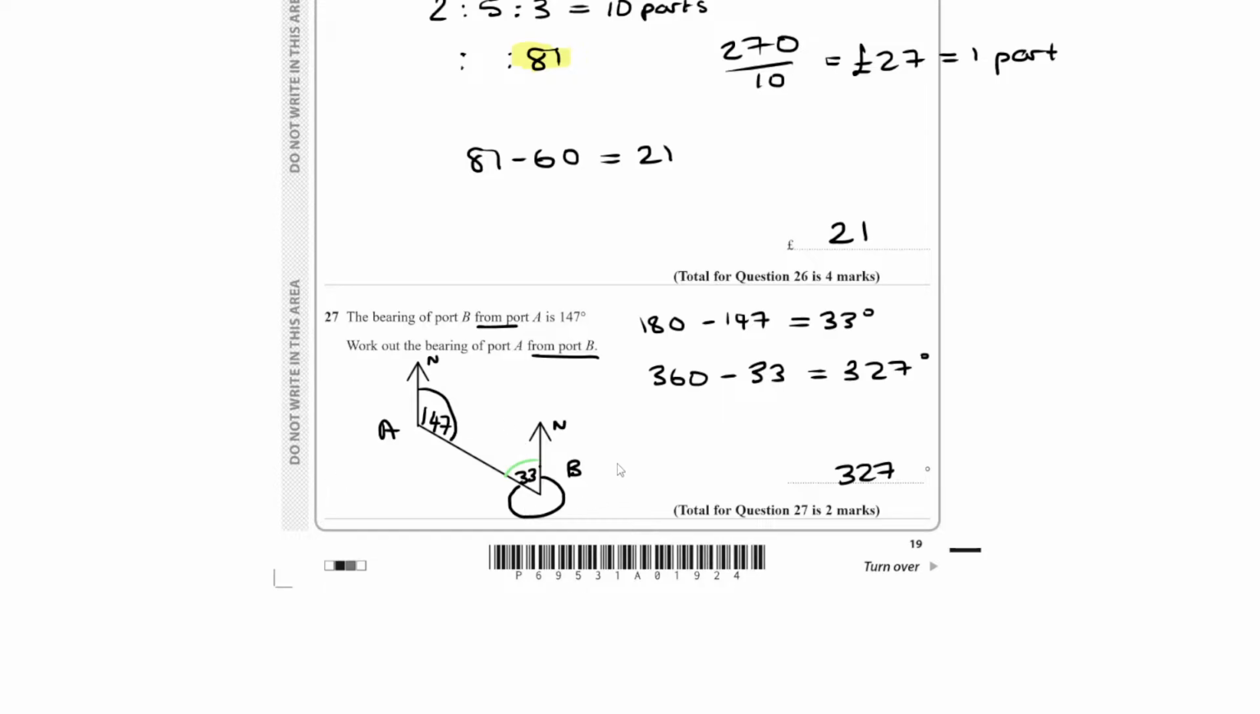You don't have to draw it out, but I'm just drawing it to show you. But just remember, if you get a question like this, you do have to do 2 steps. Because I feel like naturally you just want to do 180 minus, because it's kind of like the opposite. But it's not just that. So 327 for that one.